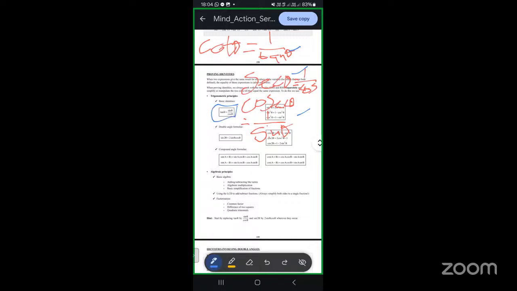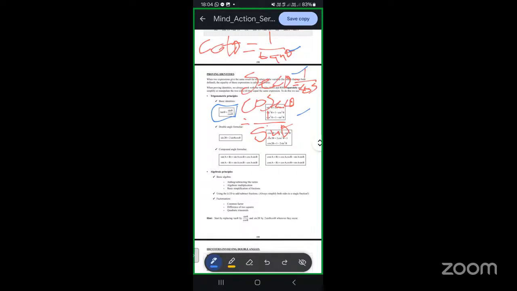Yes, sir. So yes, wherever you see tan, just try to change that tan to sine over cos. That might help you. Or also when you see cot theta, try to change that from cot theta to 1 over tan theta, okay? If there's sec, then change that sec to 1 over cos. Then if you see cosec, change that cosec to 1 over sine.